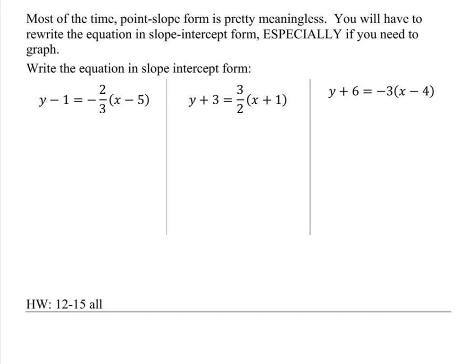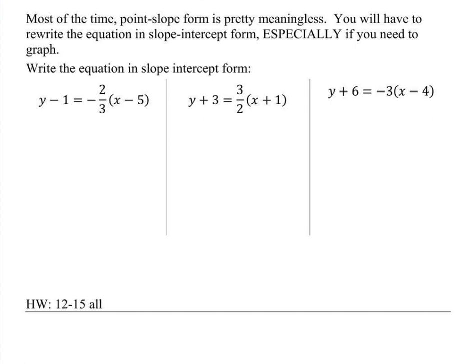Most of the time, point slope form is pretty meaningless. That doesn't mean it's not useful, though. Point slope form is very useful. You're going to have to rewrite the equation most of the time from point slope form into slope intercept form, because that form has a lot more meaning to us than point slope form does. Especially if you want to graph.